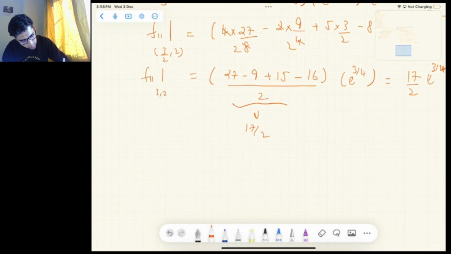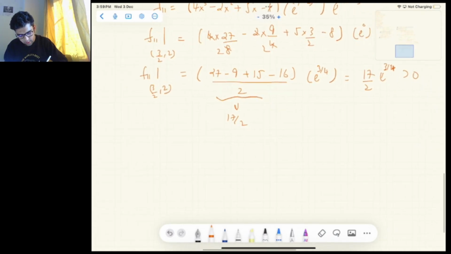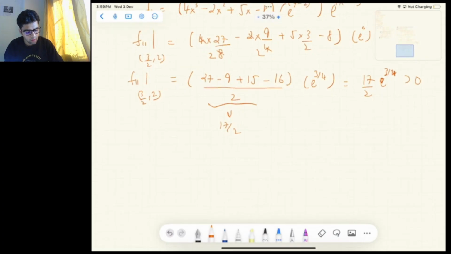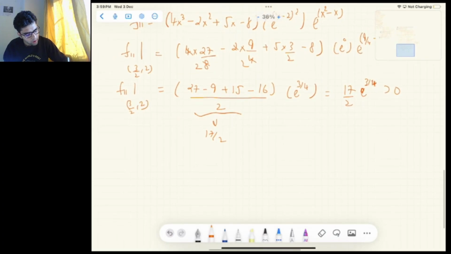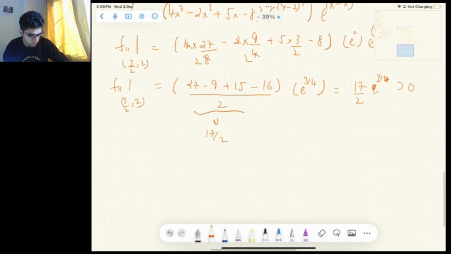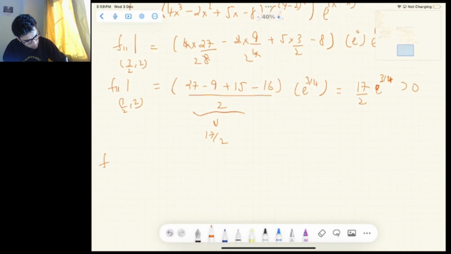f11 at 3 by 2... I hope what I am doing is correct. So this is e to the power 3 by 4. Will we be given a condition also? No, you won't be given any condition.